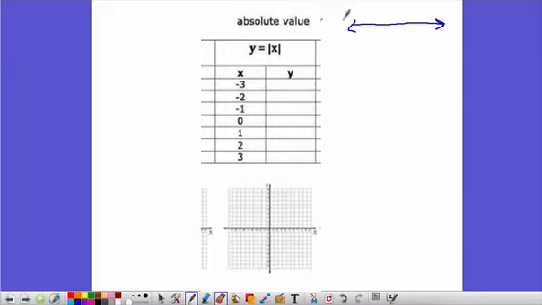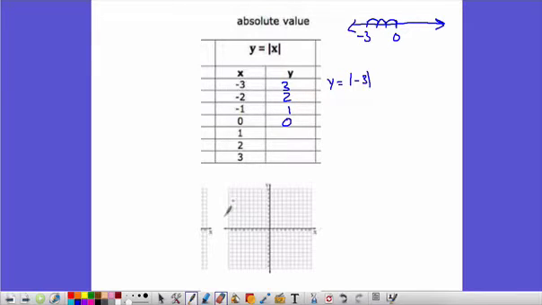saying distance from 0. So if we have 0 here and we're saying -3, so y equals the absolute value of -3, it's saying, okay, well here, -3 is 1, 2, 3 spots away from 0. -2 then is 1, 2 spots away from 0. -1 is 1 spot away from 0. And then 0, well 0 is right at 0.